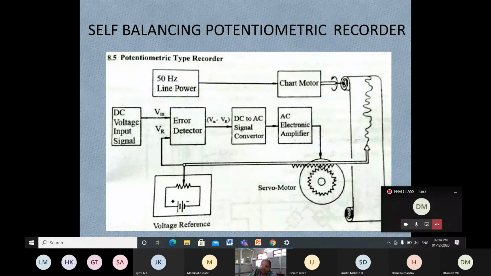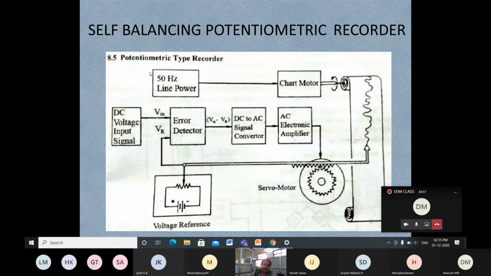The servo motor starts rotating. Based on the rotation, there is a pen needle. That pen needle starts recording. Along with that, only pen movement is not enough, right? If only pen movement is there and the sheet is constant, the recording starts only at that point, and only there you will get the reading. But we want the whole data, right? For that reason, a paper movement also should be there.